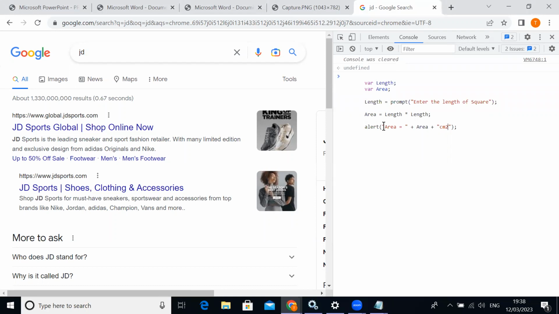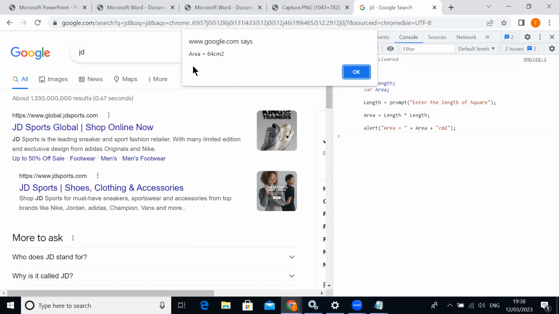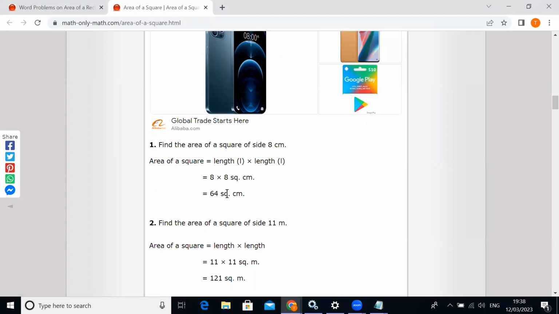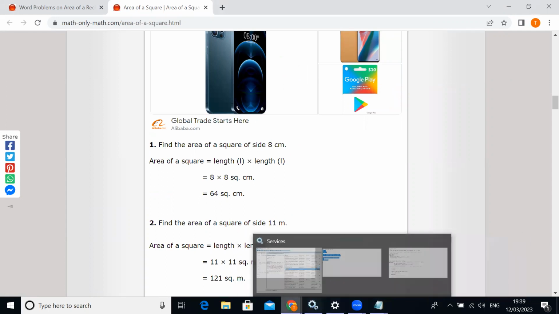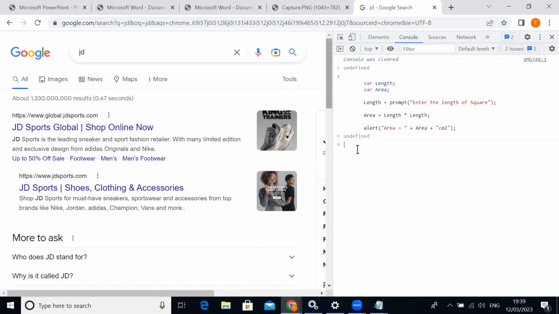Let's make it as dummy as that. Enter the length of the square. We enter 8. So the area is equal to 64 centimeters square. Let's go to this and see. So 64 square centimeter. You get it? You can always spice your code to be more realistic by adding certain things to the alert, but I don't want us to do that now. It's not the important part. We just want to see the result. We don't want to add extra information, so let's just keep it like this.